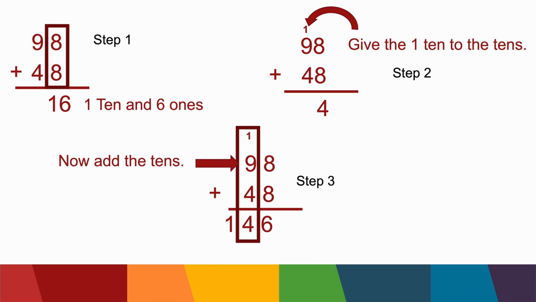98 plus 48. Step 1. Add the ones column. 8 plus 8 equals 16. 16 is actually 1 ten and 6 ones. Step 2. We carry the 1 ten to the tens column and bring down the 6. Step 3. Now we add up the tens column. 1 plus 9 plus 4 equals 14. Once again, the 1 is carried over into the hundreds column. So we come up with 98 plus 48 equals 146.